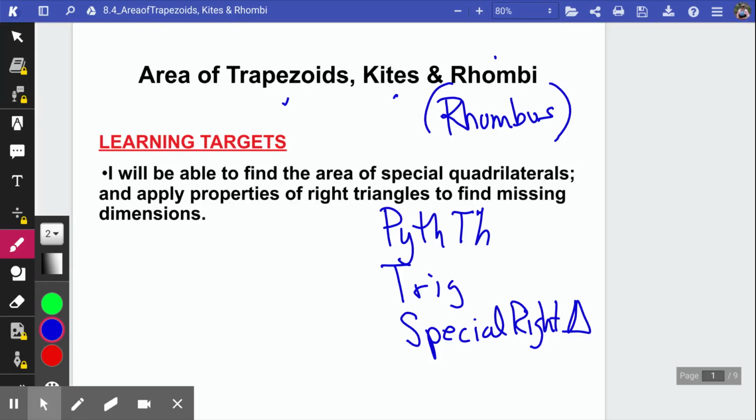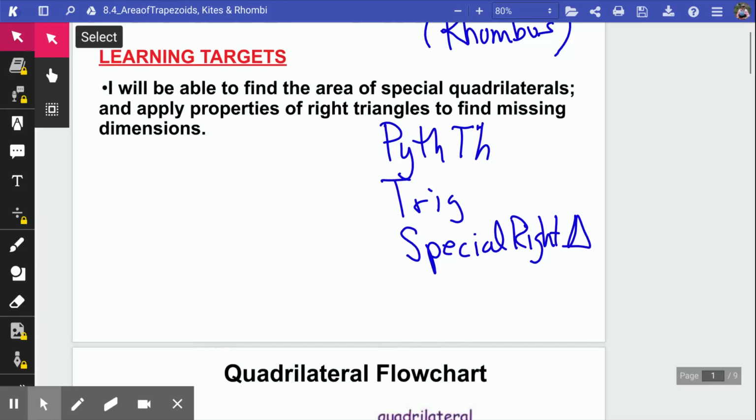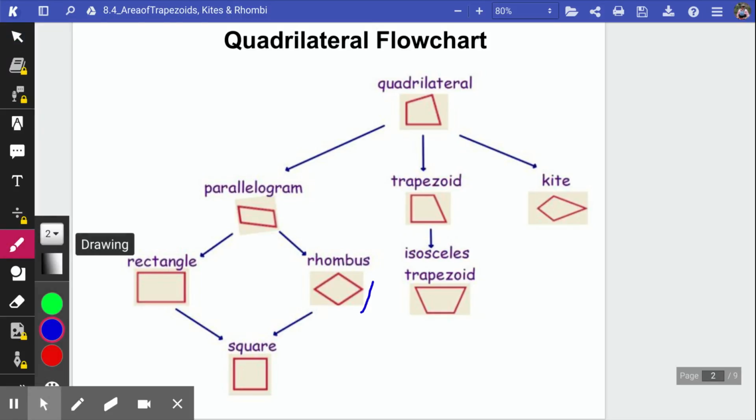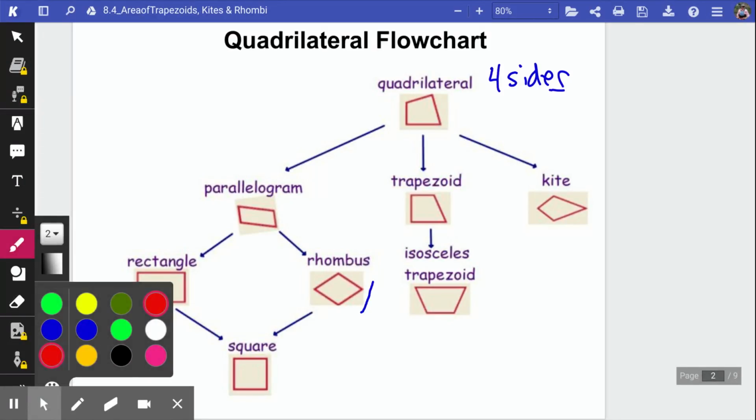So let's look at our special quadrilaterals and kind of look at that quadrilateral flowchart that we looked at the beginning of the year. So quadrilaterals, the only property of a quadrilateral is they have 4 sides. And then we kind of start to go into this flowchart and family.